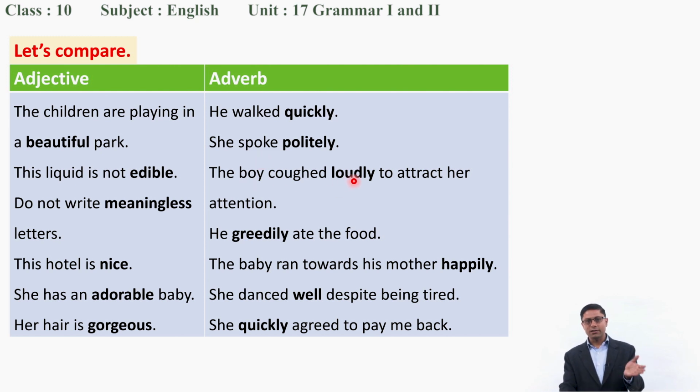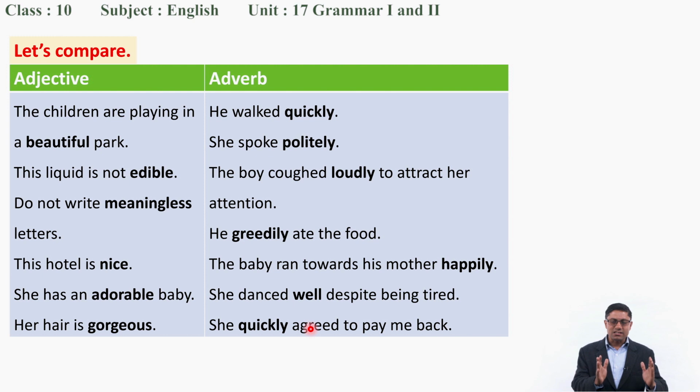See, the boy coughed loudly. Again, how did the boy cough? Loudly. He greedily ate the food. How did he eat? Greedily. The baby ran towards his mother happily. How did he run? Happily. She danced well. How did she dance? Well. She quickly agreed. How did she agree? Quickly.